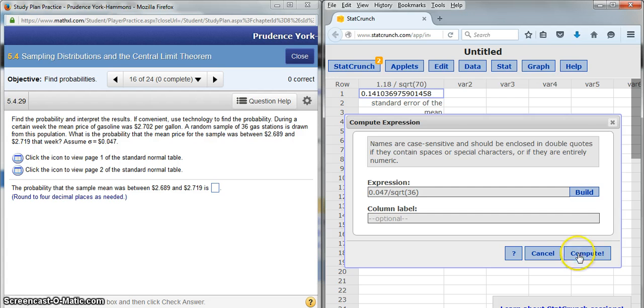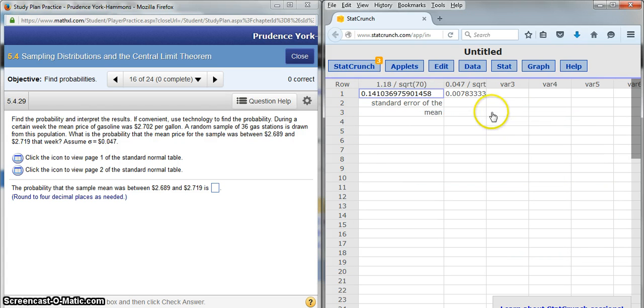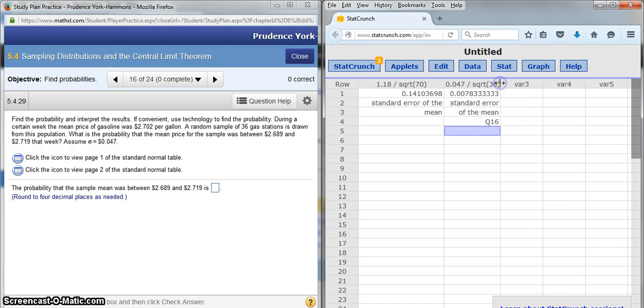So we take my population standard deviation and divide it by the square root of my sample size, n. I'm going to click OK, I'm going to click compute, and now I have another standard error of the mean. And if you want to identify the problem, it's actually question 16. So you can tell me which problem it's from if you want to go that way, so that you don't have to keep uploading several different StatCrunch sessions. Then using this, I'm just going to go ahead and copy it, Control-C.